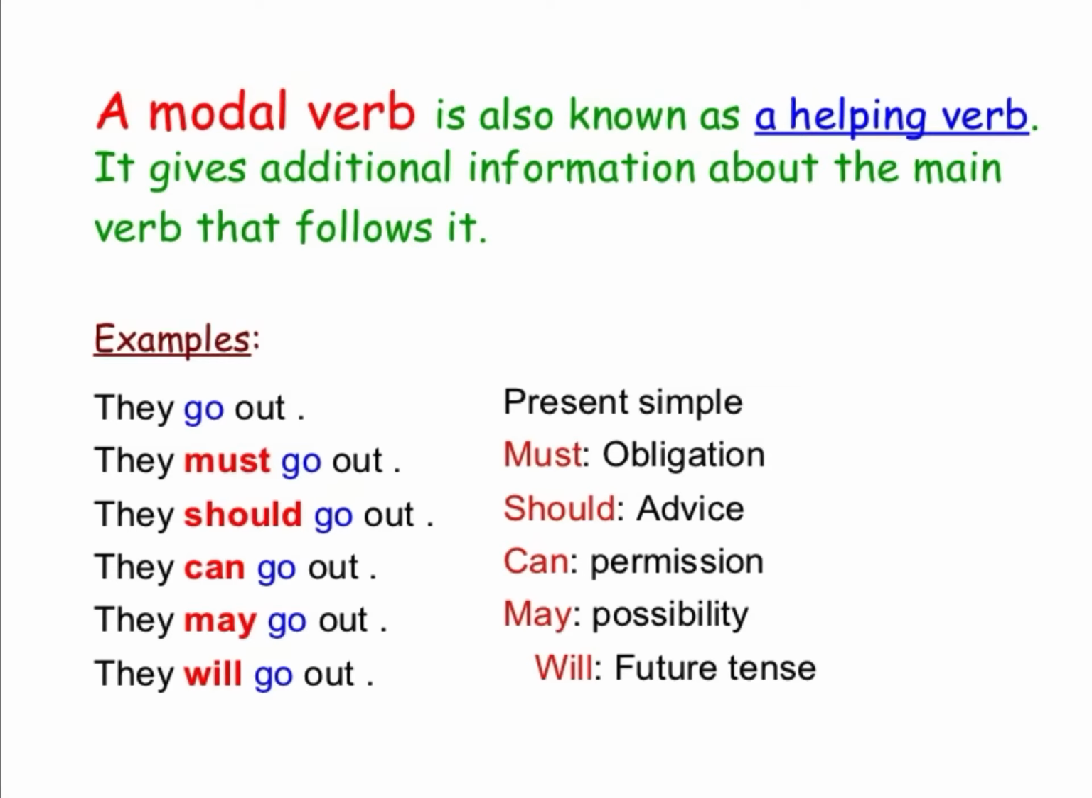Okay, for example, I say they must go out. Okay, they should go out. Now we are saying an advice. They can go out. They may go out. They will go out. Okay, so just by changing these modal verbs, the sentence changes absolutely. Okay, so take into account the use of every one of these verbs.